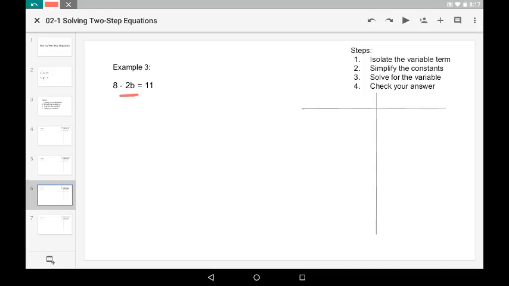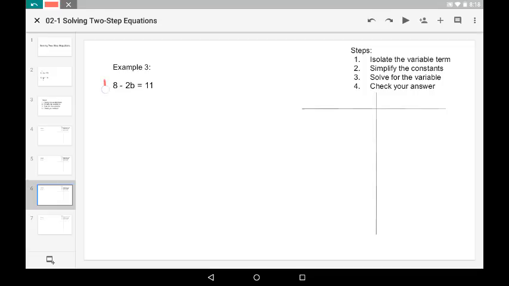So I'm going to go through this example twice. Actually, we'll get the same answer either way. So I'm going to keep it on the left side. Because this is a positive 8 over here, we're going to subtract 8 from both sides. So 8 minus 2b, and then plus 8 equals 11 plus 8. Okay? Oh, sorry. I totally did that wrong. Let's try this again.